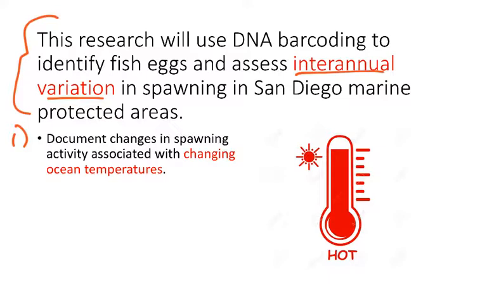In the broader research idea, it introduces the fact that we're interested in this variation between different years. And in the aim, we're specifying even further that really what we're interested in is how temperatures may change across years. And unfortunately, we know that's definitely trending towards getting hotter. And so we can see how those changing temperatures might be associated with changes in spawning activity. So that's the first aim.